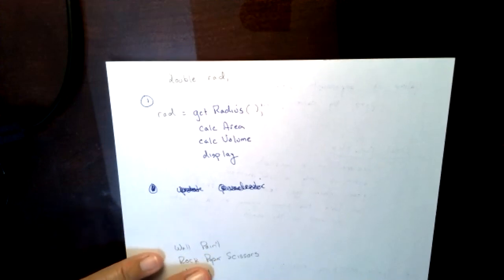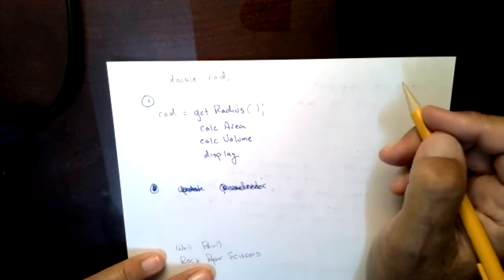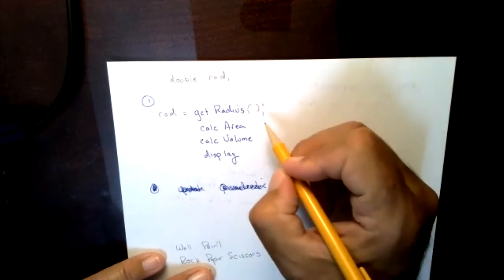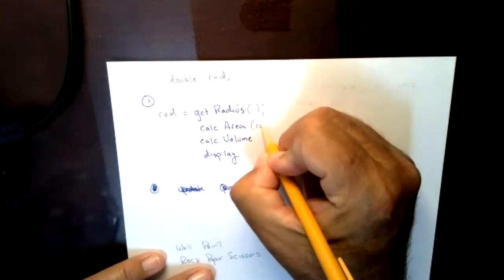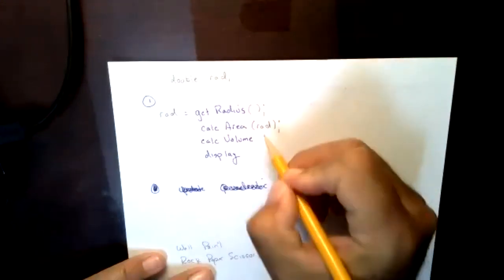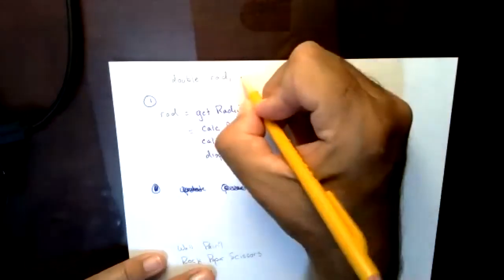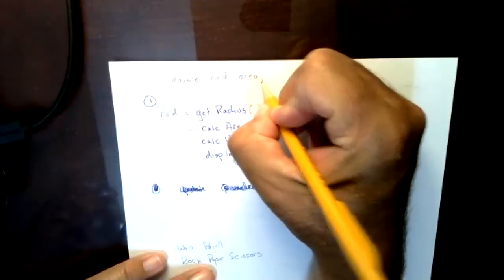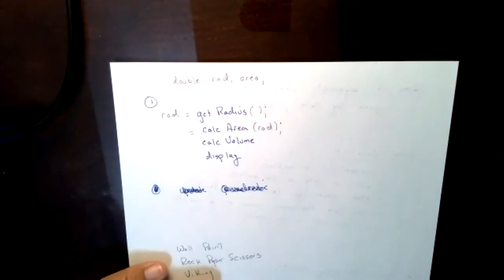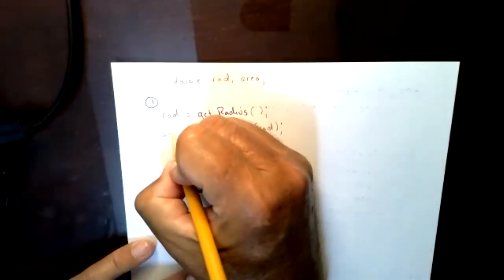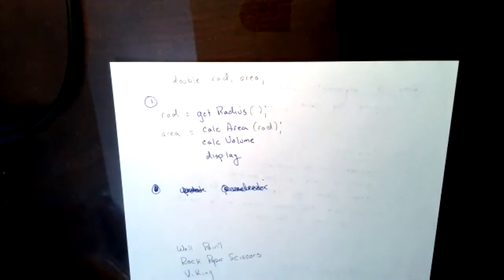My next method call, calcArea. In order to calculate the area, do I need something? We need radius. Yeah, I'm going to need rad. So I want to pass rad in. That's going to be my argument. And when I calculate, I'm going to return it. So now I need to create a second variable up in my declaration section called area, because I want to store that in area. So my first two methods are going to be value returning.